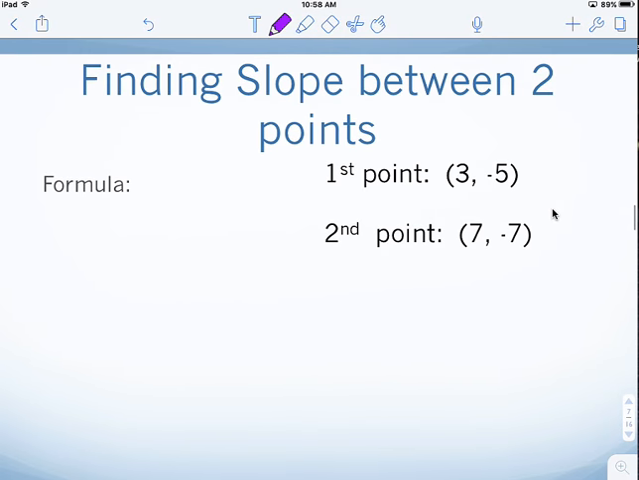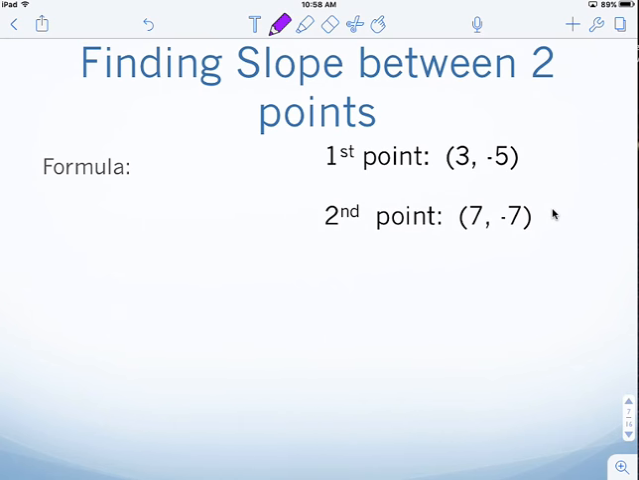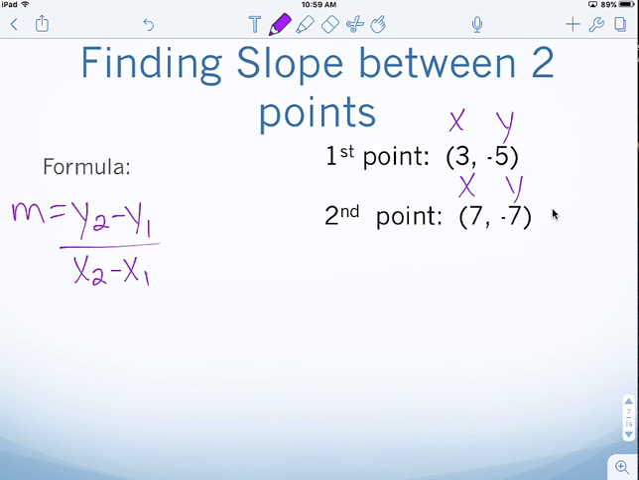The next type of slope we are going to deal with is when you're taking the slope between 2 points. And when you're doing this, you're going to use your formula that I mentioned before, y2 minus y1 over x2 minus x1. Now, we know that with our points, x comes first and then we have y. We're going to label our first point as x1 and y1. We're going to label our second point as x2 and y2.